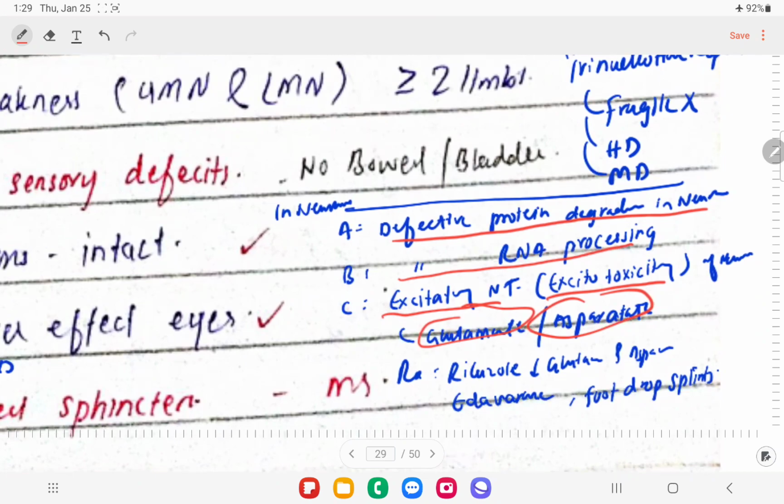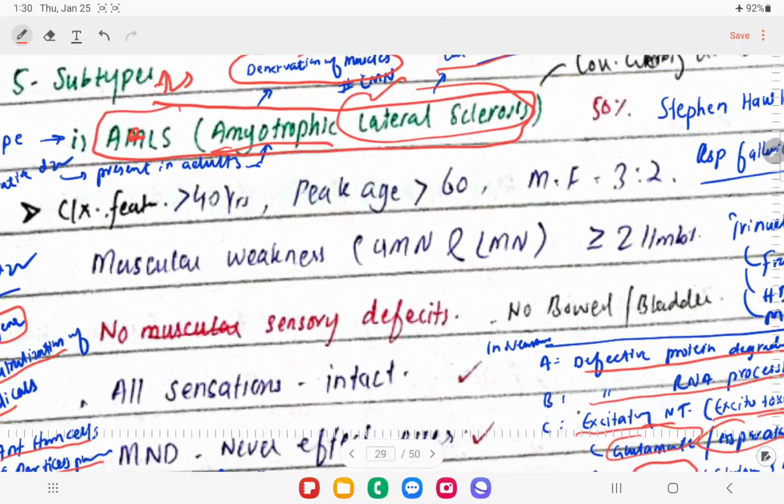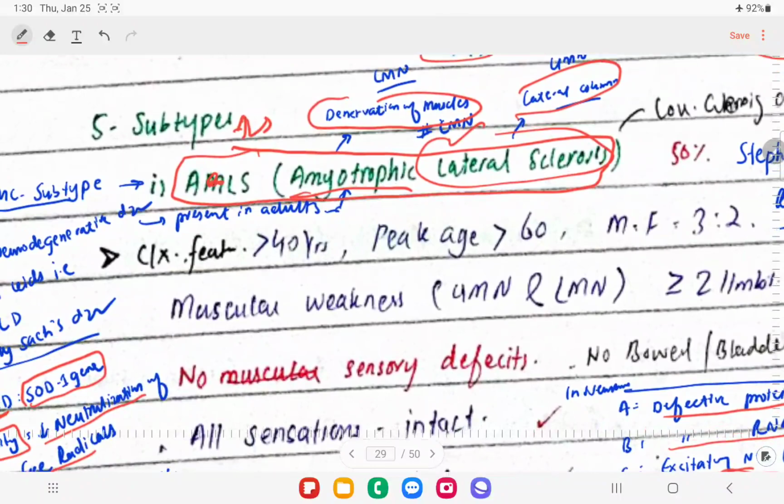If we decrease the level of glutamate by giving the patients drugs like riluzole, basically we can decrease the excitotoxicity in these patients. We can decrease the excitatory neurotransmitters like glutamate and aspartate. Another drug we can give in these patients is called edaravone. So that's all about the etiology.